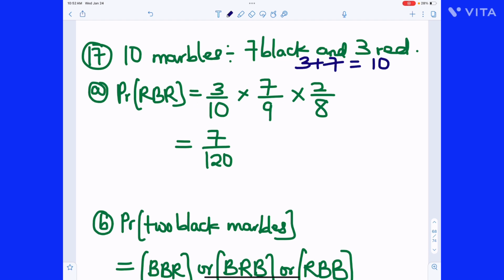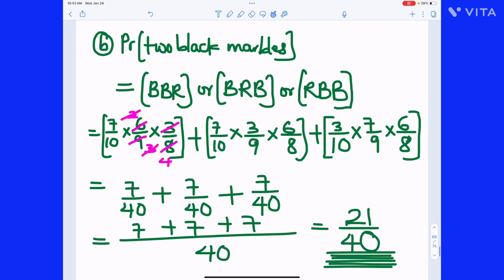Then probability that the third one is a red is 2 over 8 as well. Because the number of reds now becomes 2. Total number of marbles in the box becomes 8. So that's 7 over 120.